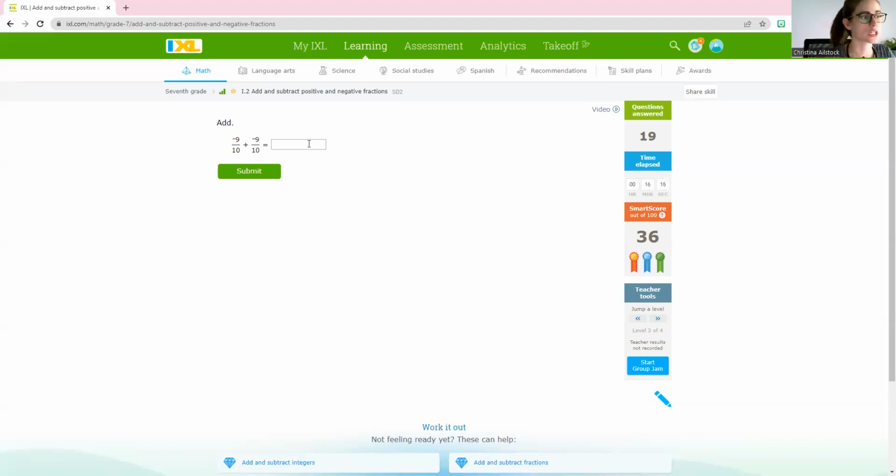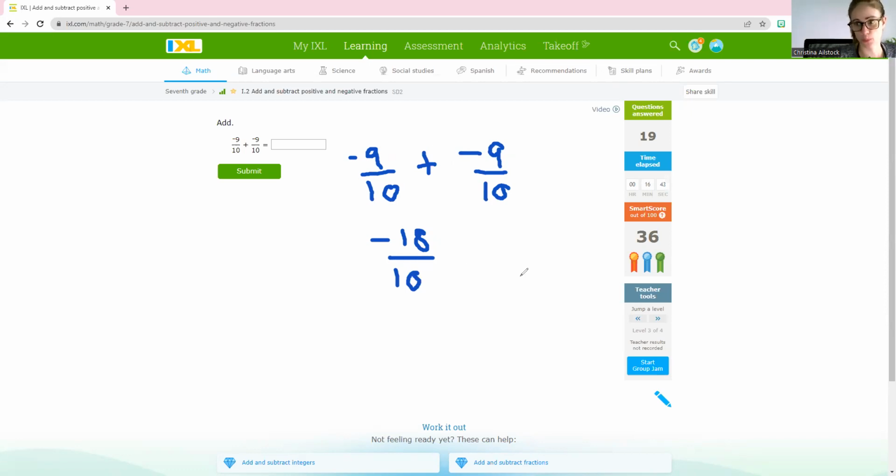All right, for our last question here, we have -9/10 plus -9/10. It's an addition problem, so I don't need to do any rewriting. Also, my denominators happen to be the same, so don't need to do anything there. We can just add straight across. -9 plus -9 is a -18/10. Once again, IXL will accept this improper fraction as correct since the main focus is on the addition and subtraction and working with those positives and negatives. But if you would like to go ahead and simplify it, you can.